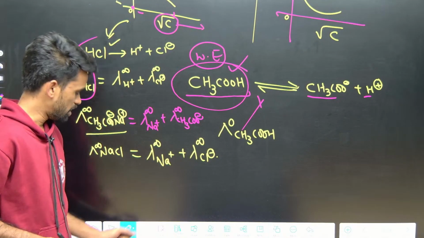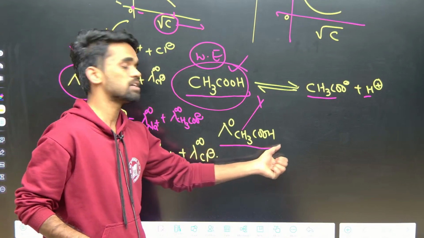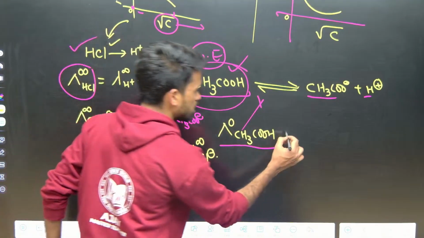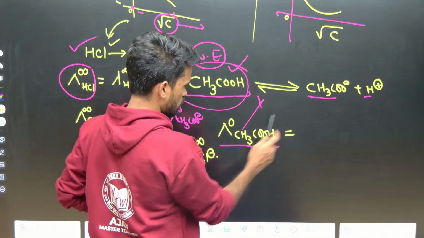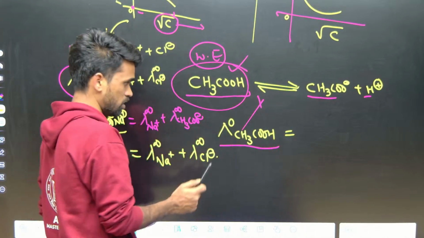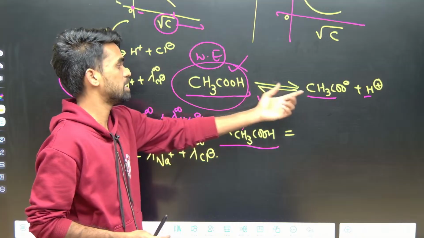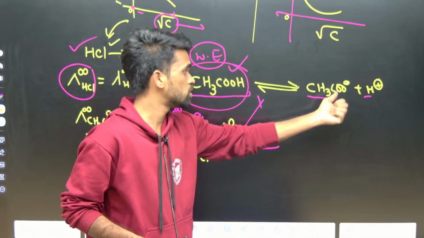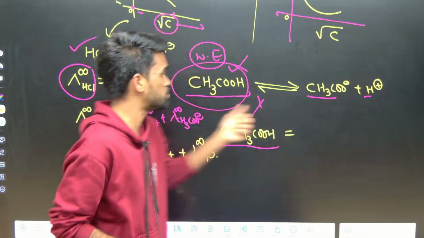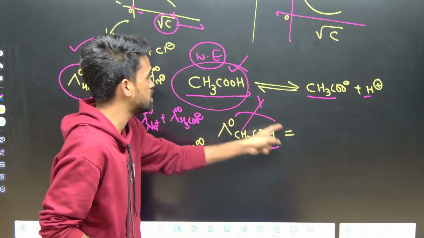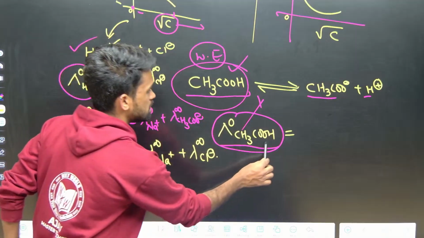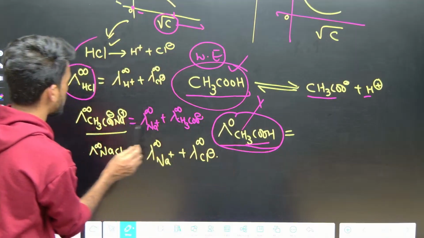See, in order to get the limiting molar conductance of this weak electrolyte, what are the ions we required? We required one acetate ion and one H plus ion, because when it is undergoing dissociation, if I directly take these values, I don't know. So the values I am getting from these strong electrolytes which are contributing the same ions as a weak electrolyte. See, the acetate ion can be given by a strong electrolyte here.